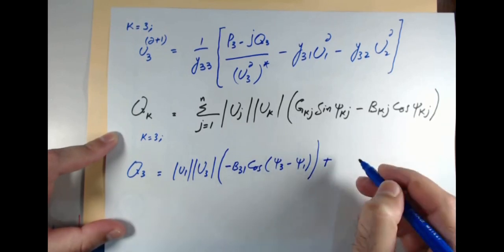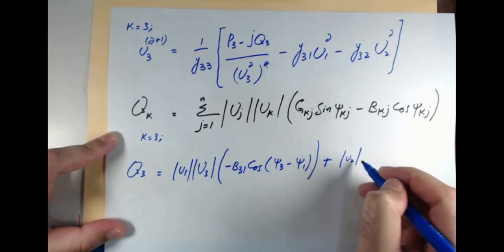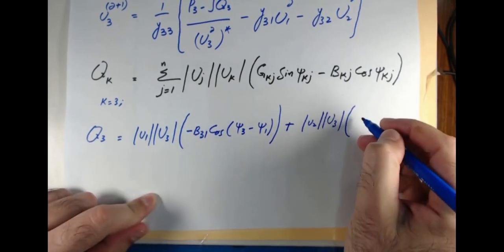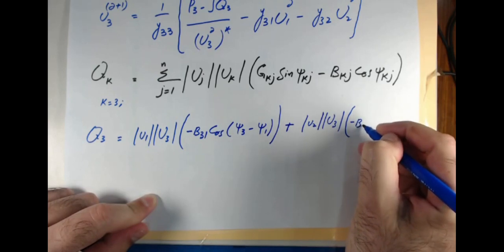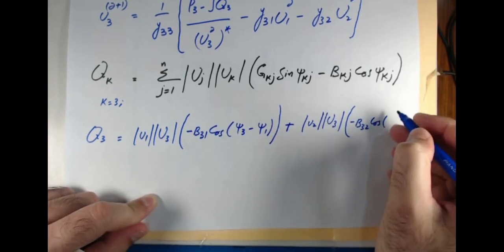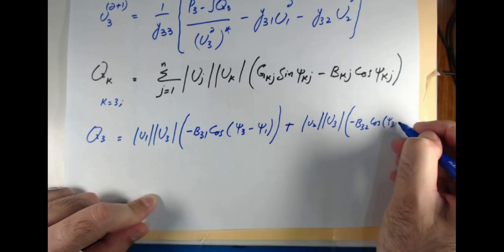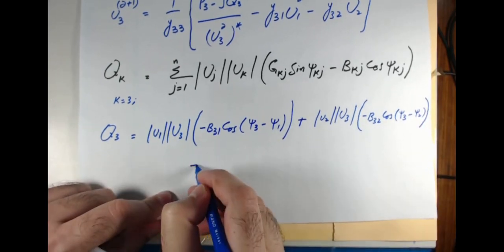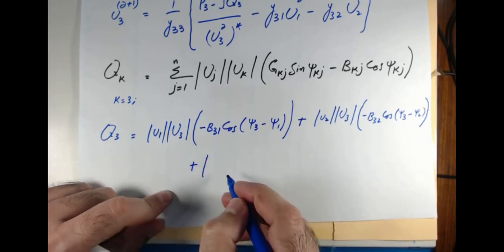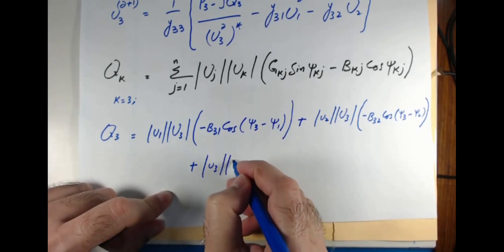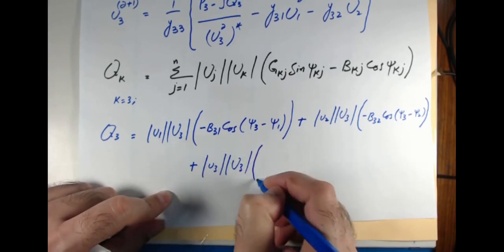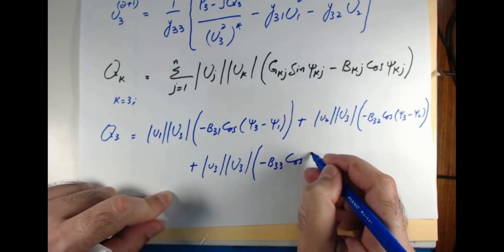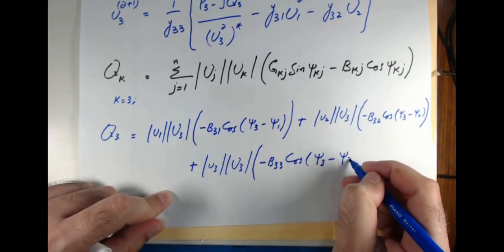The second term becomes U2 U3 minus B32 cos of ψ3 minus ψ2, plus another term where j equal to 3, so that becomes U3 magnitude, again U3 magnitude, and minus B33 cos of ψ3 minus ψ3.